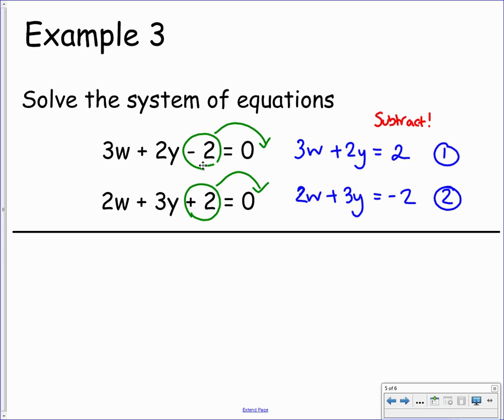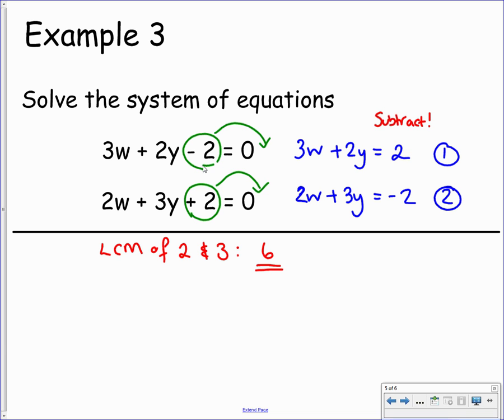So what we're looking for is the lowest common multiple. So we want the lowest common multiple of 2 and 3. Think about the 2 times table and the 3 times table. We should know that this is 6. So what we want to do here is to change both our equations so that they are in terms of 6y.